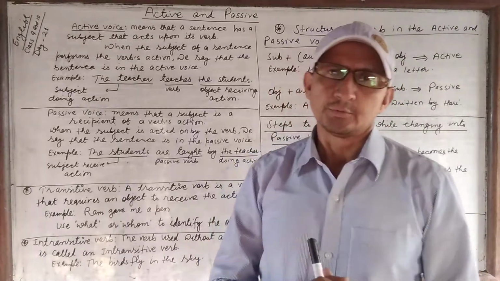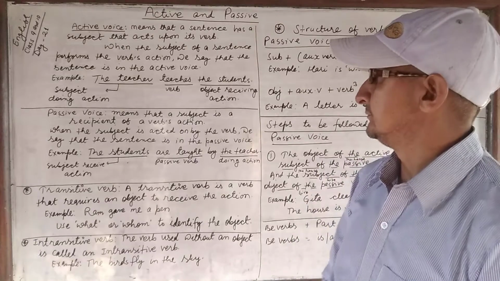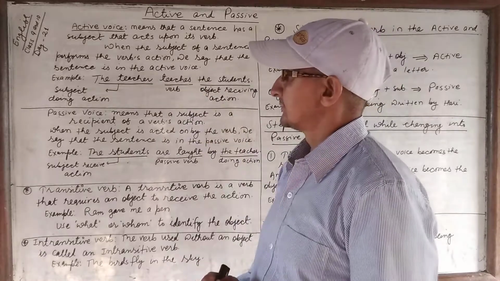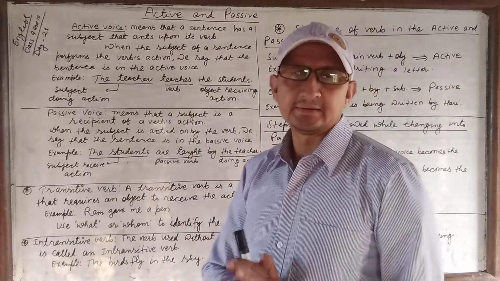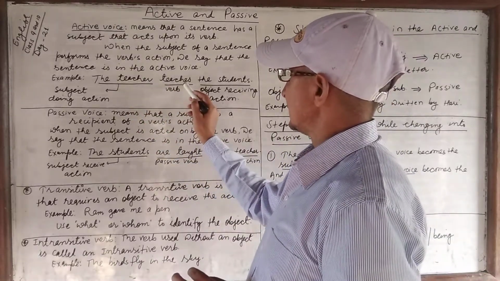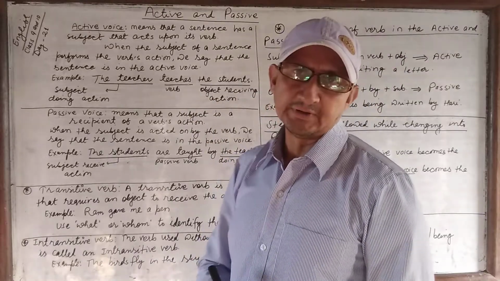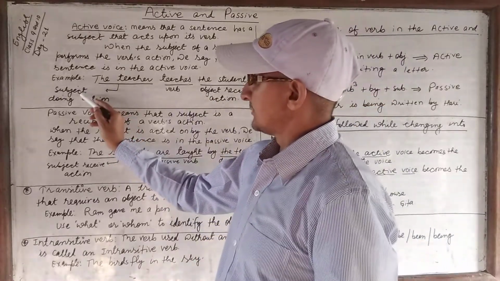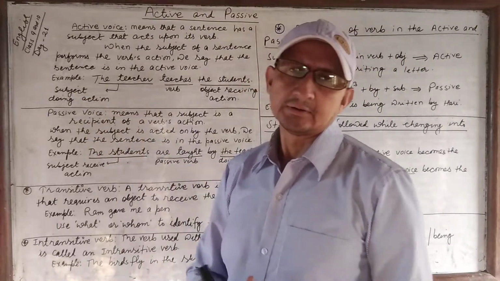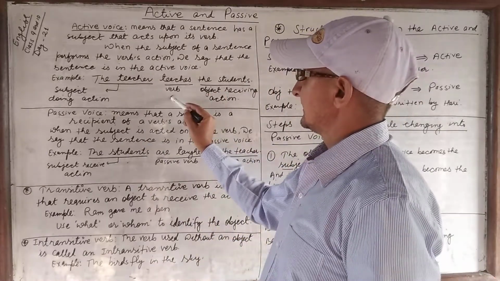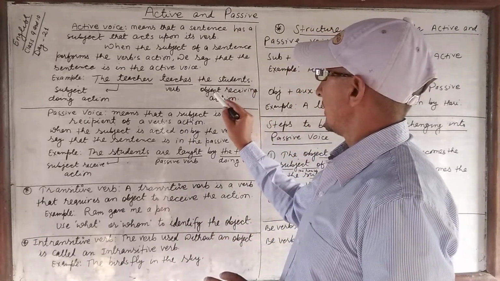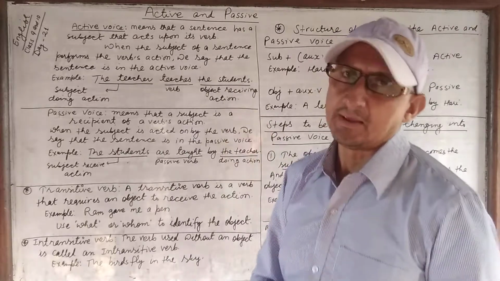Let's know this with the help of one example. The example is: the teacher teaches the student. This sentence is in active voice. The teacher is the subject, teaches is the verb, and the student is the object. In this sentence, the subject performs the action, subject doing action, and teaches is the verb in active, and the student, the object, is receiving the action.